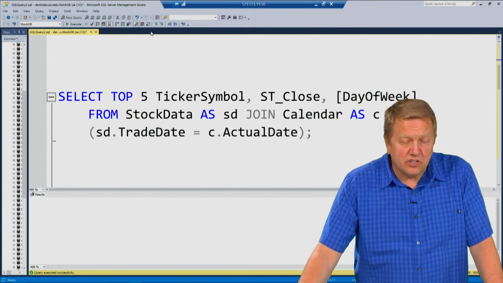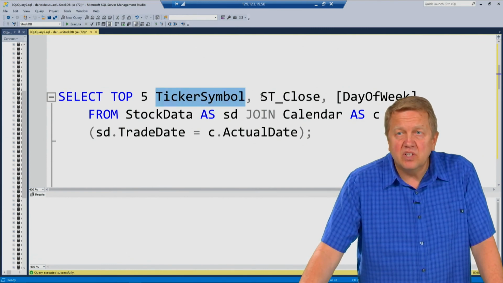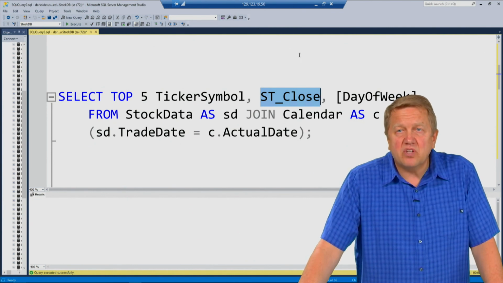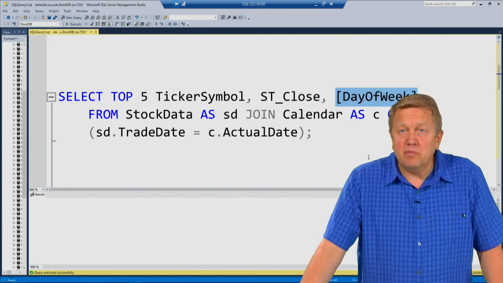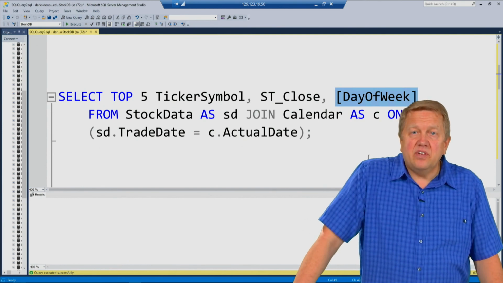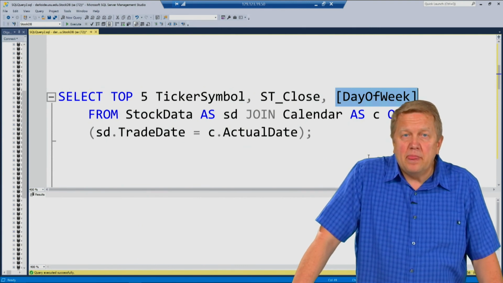Well, ticker symbol comes from the stock data table. The closing price also comes from the stock data table. But the day of week comes from the calendar table. So in order to get this information and combine it, I have to join stock data and calendar.